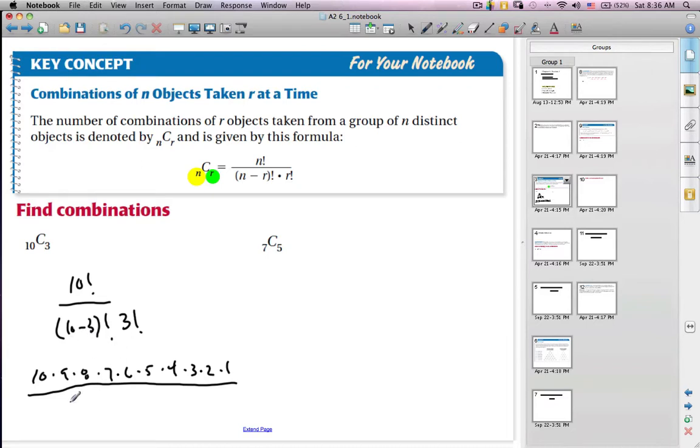So 10 minus 3 factorial, that's 7 factorial, times 3 factorial. Well, 7 factorial is this: 7 times 6 times 5 times 4 times 3 times 2 times 1. So I can cancel those with that.